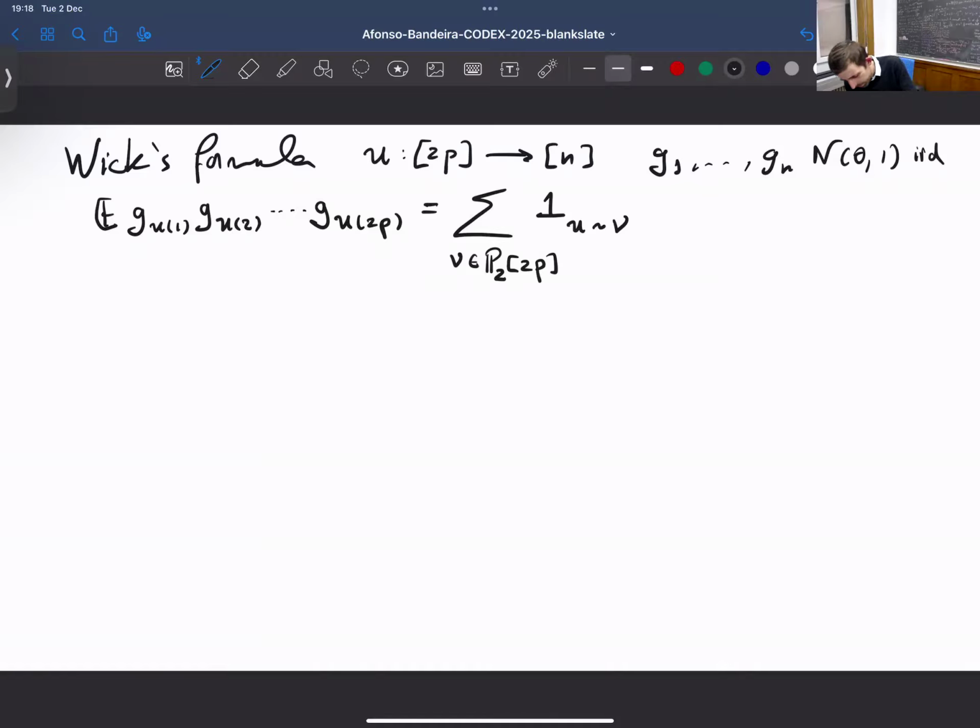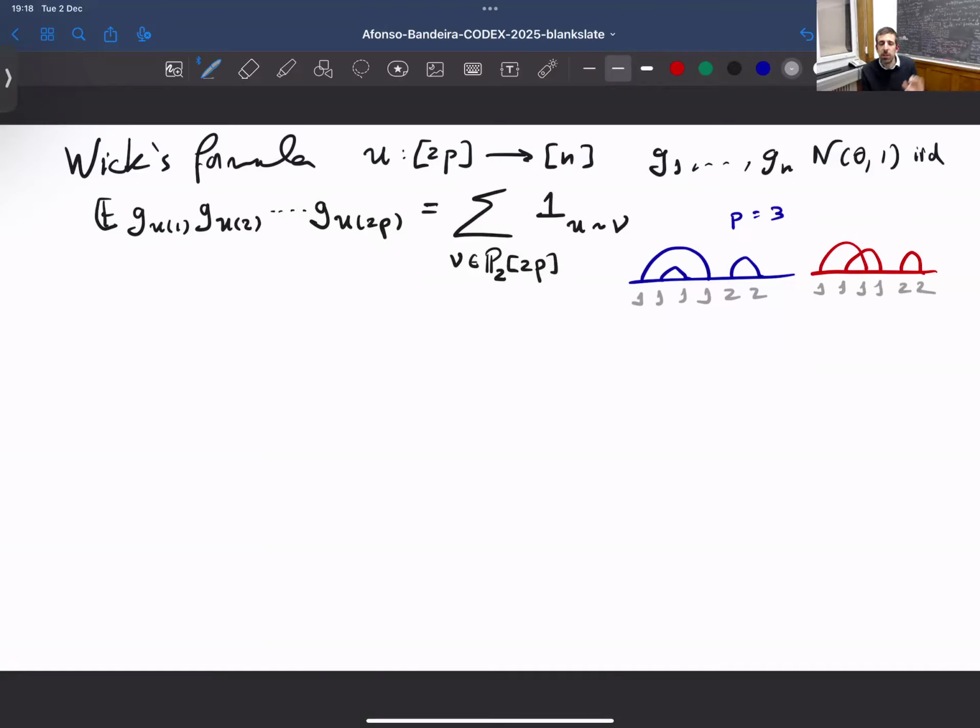For example, let's say p is 3, just to get a picture. One possible pair partition would be this. And another possible pair partition would be this. Whenever two things are in a pair, I'm just linking them with a little arc. Now an assignment that's compatible with this one is u_1 goes to 1, 1, 1, 1, 2, 2. And this one could be 1. Well, this one is actually compatible with the exact same thing. Okay, is the definition clear?